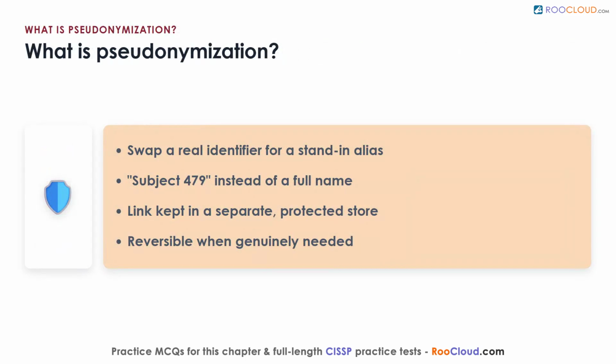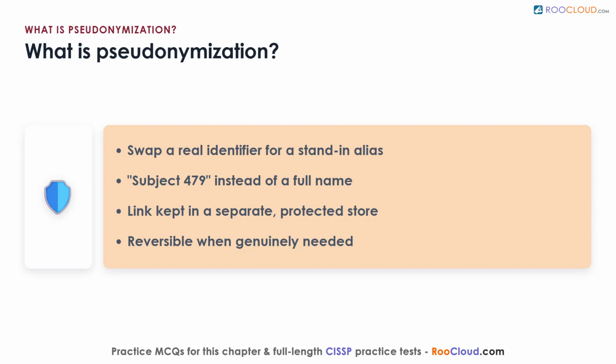What is pseudonymization? It is swapping a real identifier for a stand-in alias. Instead of a patient's full name, a record might simply refer to subject 479. The link between the alias and the real person lives safely in a separate, protected store. So the working dataset carries no direct identities. Yet, you can still reverse the swap when you genuinely need to.